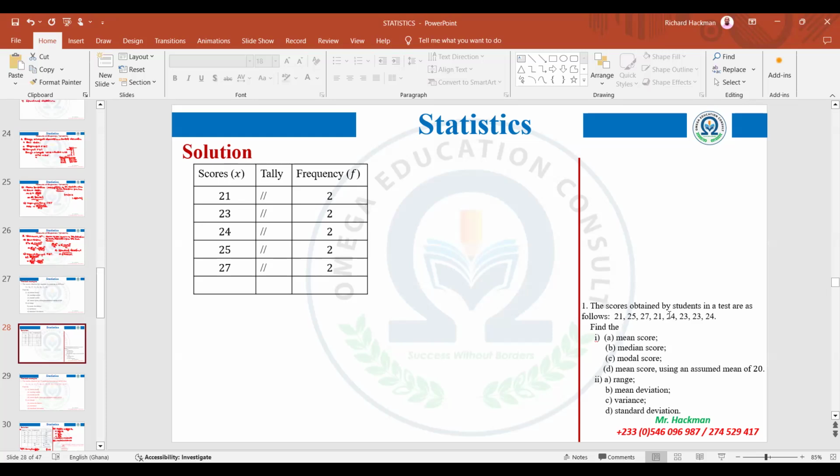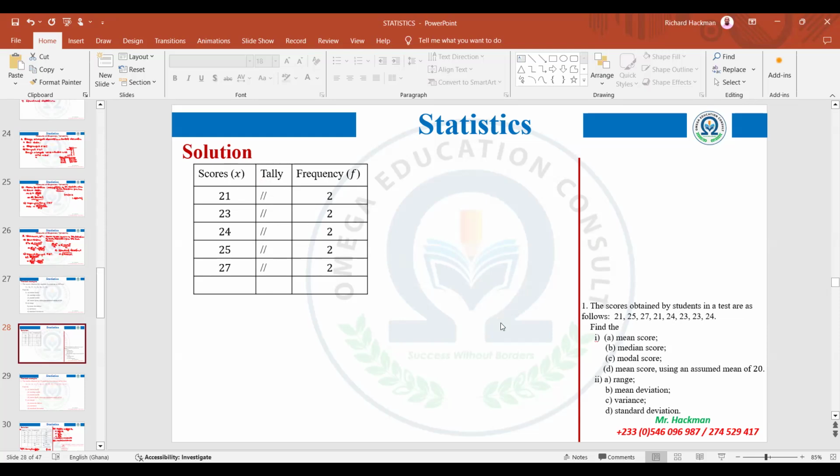Followed by the next, which will be 23, followed by 24, followed by 25. Then I have 27. Now, because I have raw data, and in order to play it safe, a tally column will be useful. So you create the tally column that will help you get your frequencies.